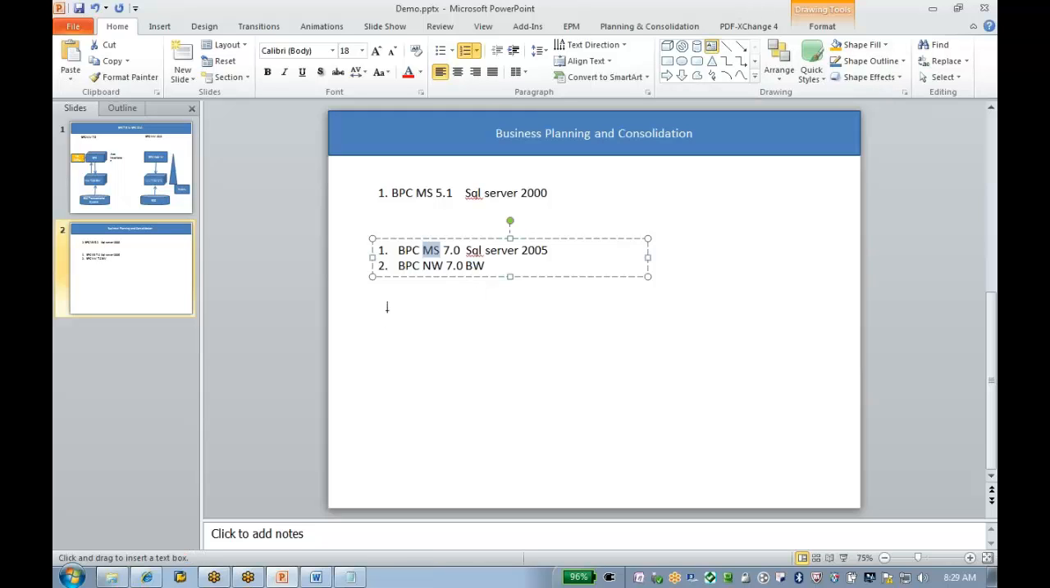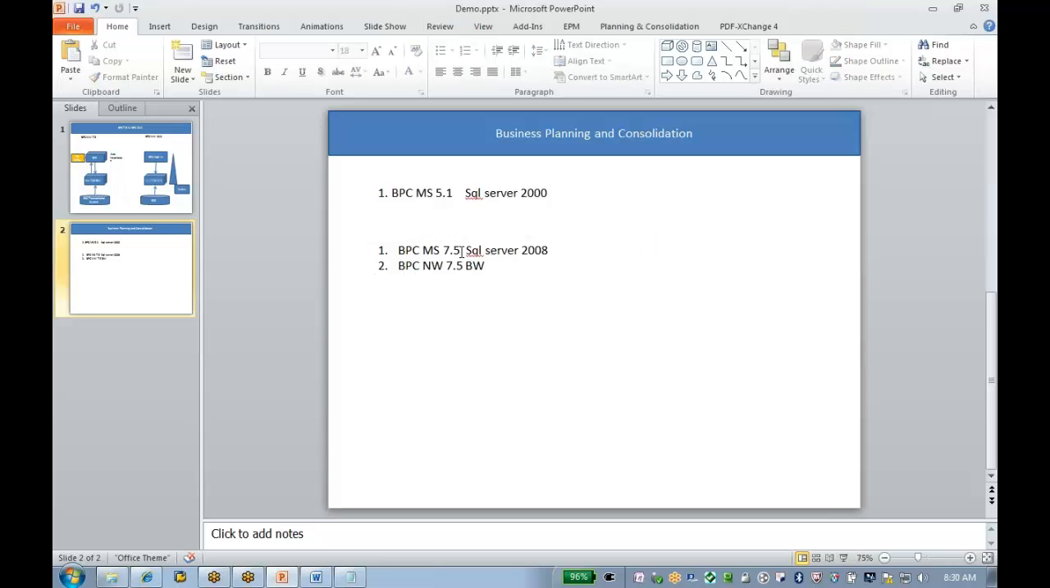After that SAP released BPC MS 7.5. It is based on SQL Server 2008. Then they released BPC 7.5. That is also BW, NetWeaver, based on a BW backend. This NetWeaver version was released, I remember, in August 2010, I think.